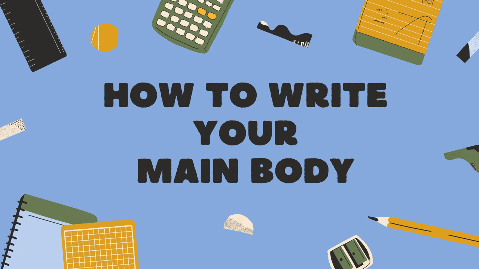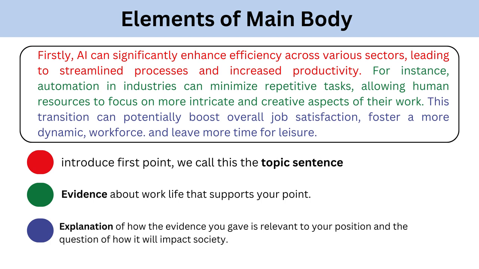The elements of the main body have a similar structure to your introductory paragraph, but differ in their content. The goal of your main body paragraph is to present evidence for the position you have taken. Let's read it. Firstly, AI can significantly enhance efficiency across various sectors, leading to streamlined processes and increased productivity. For instance, automation in industries can minimize repetitive tasks, allowing human resources to focus on more intricate and creative aspects of their work. This transition can potentially boost overall job satisfaction, foster a more dynamic workforce, and leave time for leisure.